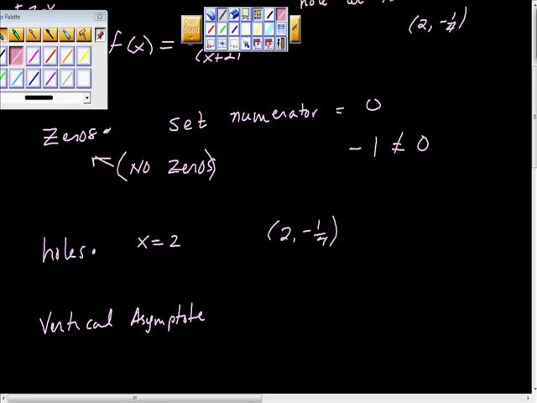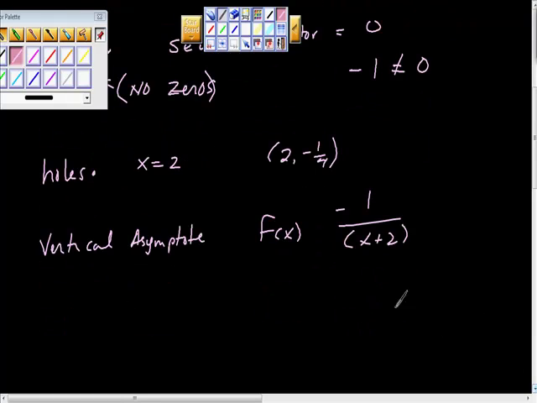To find a vertical asymptote, what we want is the denominator equals 0, but that doesn't cause the numerator to equal 0 at the same time. Well, our equation, if you remember, is f of x is equal to negative 1 over x plus 2. So we want to know, when does the denominator equal 0? Well, this equals 0 when x is equal to negative 2. This is the equation of our vertical asymptote, right? So there's our vertical asymptote.